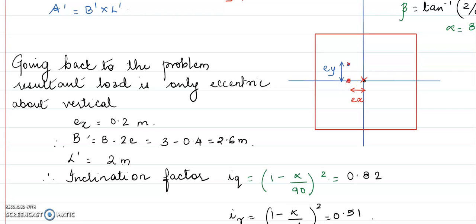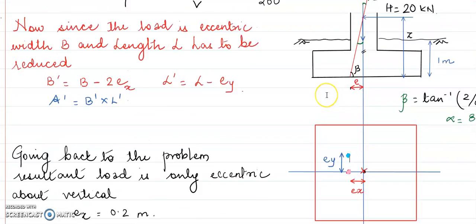If it's acting here, then it is eccentric with respect to the y-axis, so it has an eccentricity ex. However, if it is acting at this blue point, then it has eccentricity ex as well as ey. And both have to be reflected. You have to consider this when you are analyzing the problem.